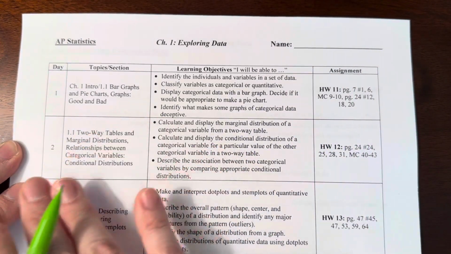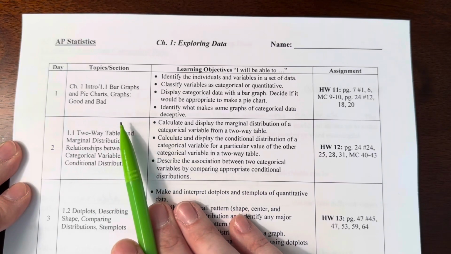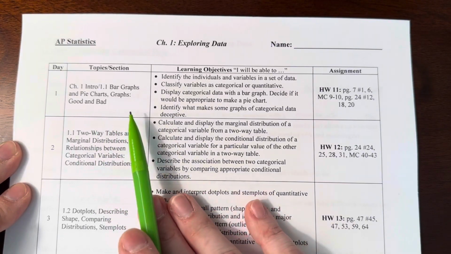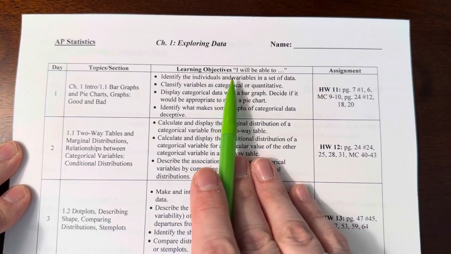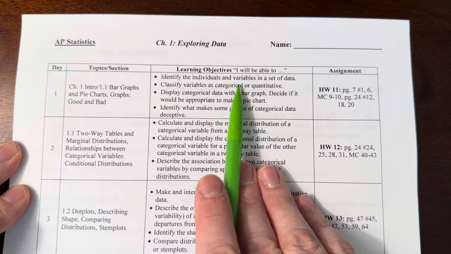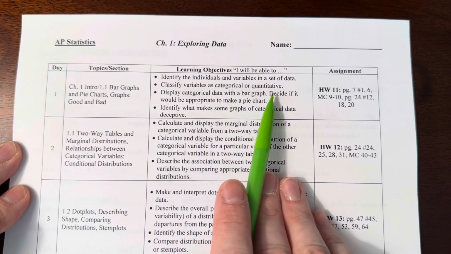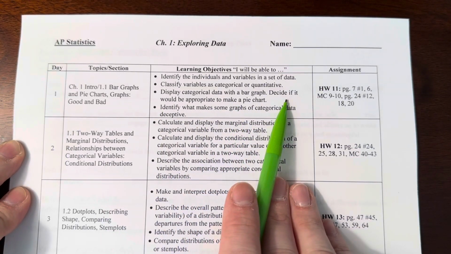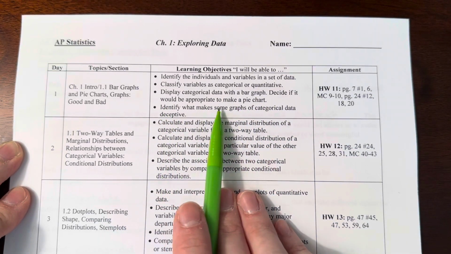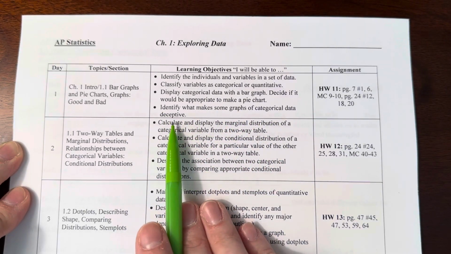In Chapter 1, we're going to start taking a look at the difference between variables and how to start talking about the data that we gather. And so by the end of this lesson, you will be able to identify the individuals and variables in a set of data, classify variables as categorical or quantitative, display categorical data with a bar graph, and decide if it would be appropriate to make a pie chart, and identify what makes some graphs of categorical data deceptive.